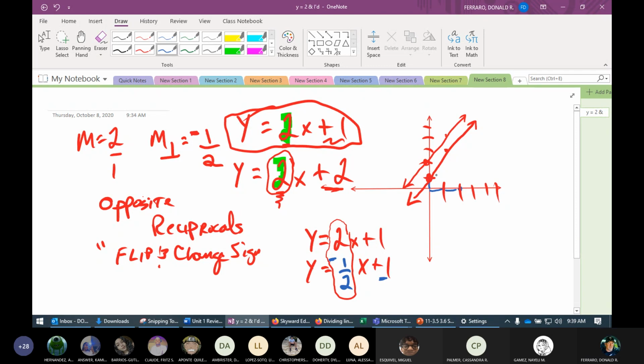So now I connect those points, and a perpendicular line creates the right angle, right? So flip and change the sign. Make sure you guys make a note of that. So let's go to the review.